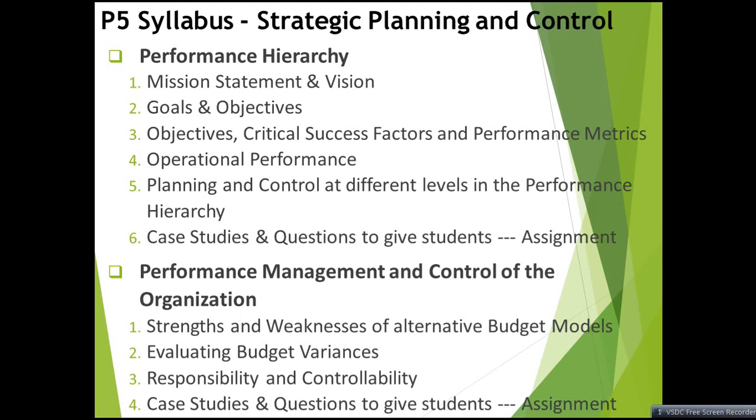First, we'll start the performance hierarchy. What's the hierarchy of your organization? Mission statement, what it is, and what's the vision of your company? Goals and objectives, what do you have? Then, objectives, critical success factors, like what factors will you need to succeed, and what might result in losses to your company, what will be your failure. So we'll have to see both sides, positive as well as negative.